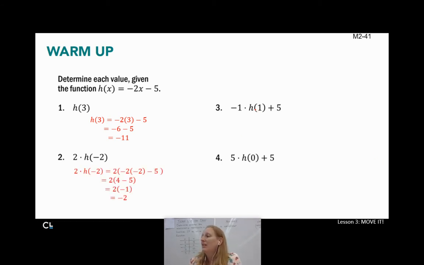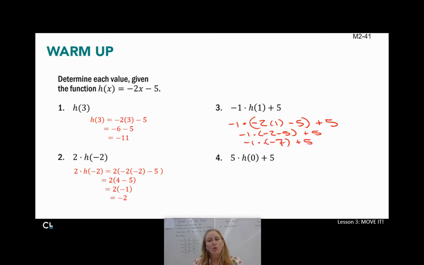So, similar idea here. H of 1 means everywhere I see an x, I'm going to plug in a 1, so negative 2 times 1 minus 5. But we're going to multiply this by a negative 1, and we're going to add 5 on the end. So be real careful with your order of operations here. Negative 2 times 1 is a negative 2. Negative 2 minus 5, that is negative 7. Remember your order of operations, you do need to multiply before you add. So negative 1 times a negative 7 is a positive 7. And then, of course, 7 plus 5 is 12.